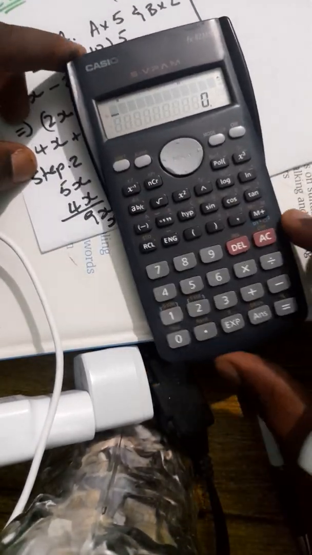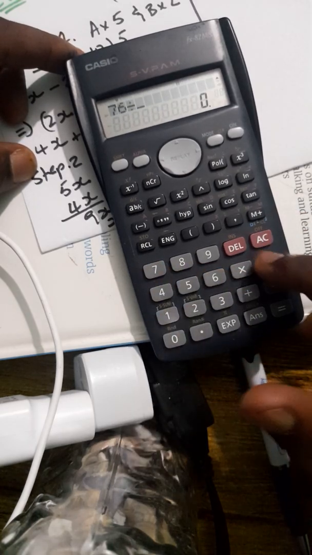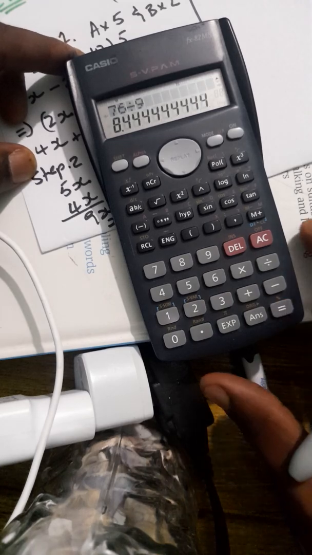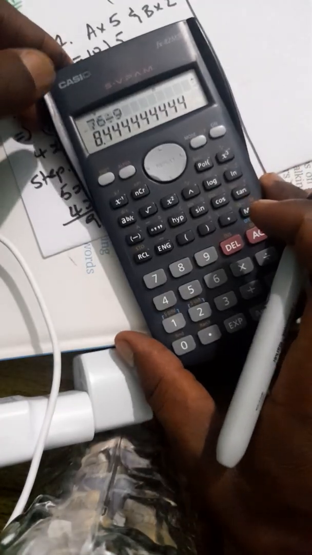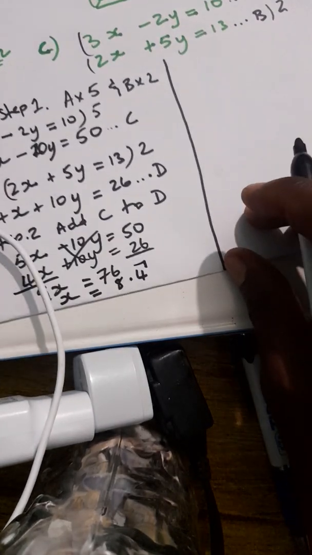X is 76 divided by 9. Hold on there. 76 divided by 9 equals 8.44. So that is 8.44, because the 4 goes on forever, it is recurring. That shows it is a recurring 4.